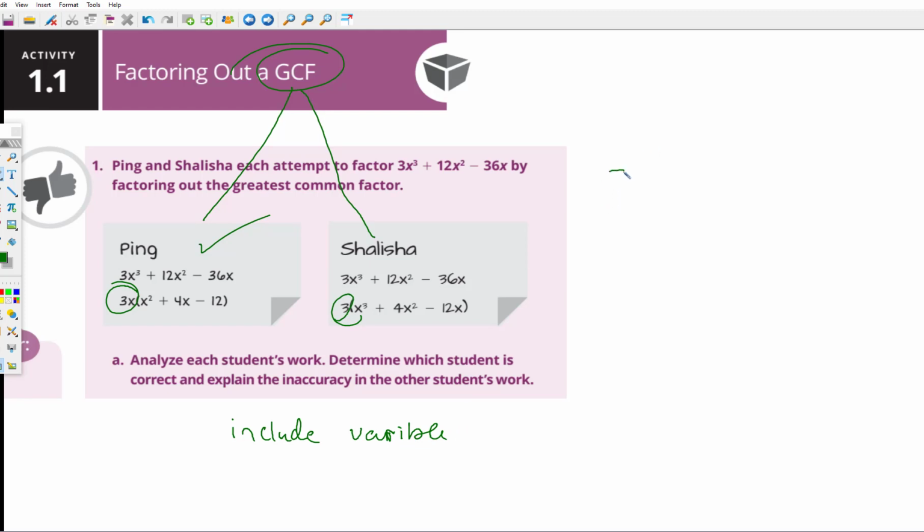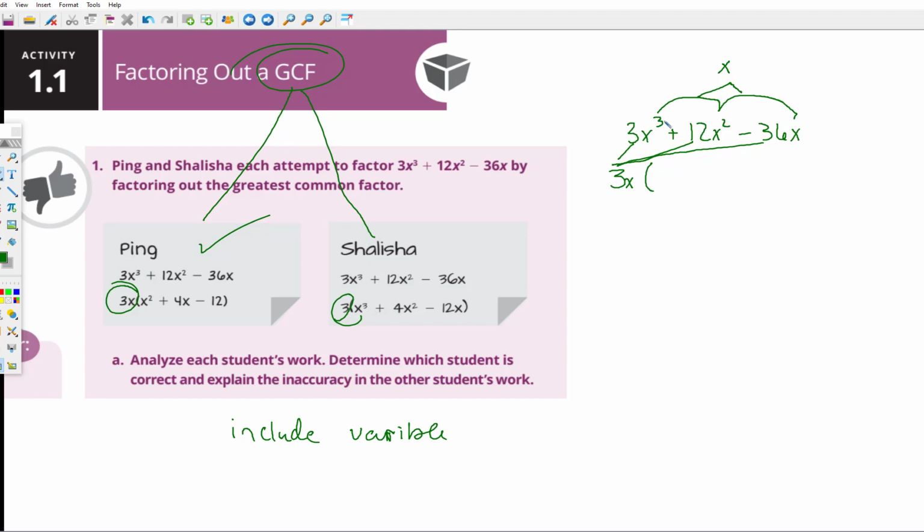Because Ping says that it's 3x is what could factor out. And so remember we started off with 3x cubed plus 12x squared minus 36x. So the 3, everybody kind of understood. These all came out and had a 3 in them. Do all 3 have a variable? So that means, what is the smallest variable of those 3? Well, just an x. So that's where the 3x came from.